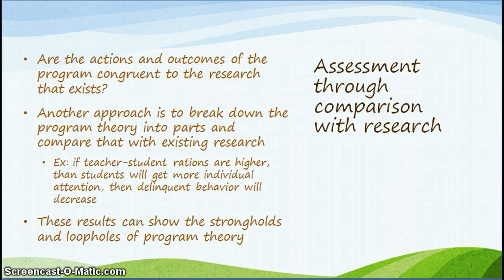For example, if the teacher-student ratios are higher, then students will get more individual attention and then delinquent behavior will decrease. Taking that small part of a program theory, there is a lot of research that says, yes, fewer kids per teacher does mean more individual attention, does mean lower instances of bad behavior. These results can show strongholds and loopholes of the program theory. So when the program theory is broken up into different parts, if 4 of the 5 parts are supported by research but 1 isn't, the 4 are your stronghold, and the 1 that isn't supported is the loophole.